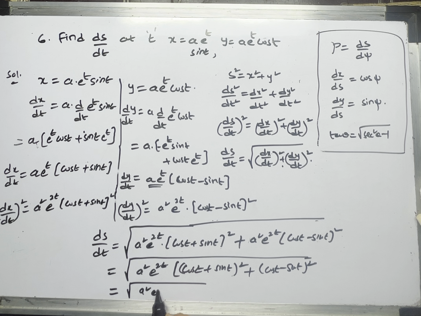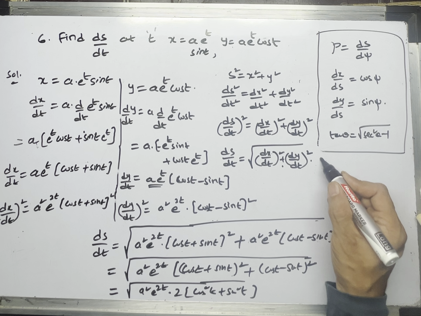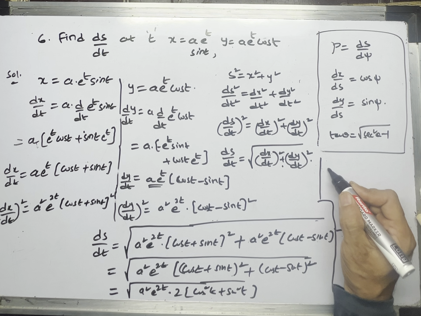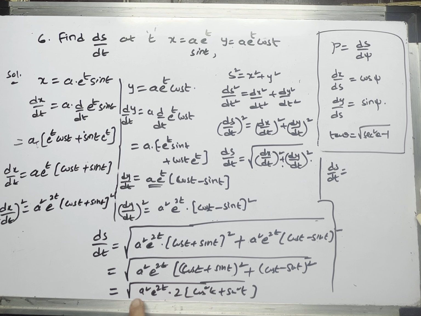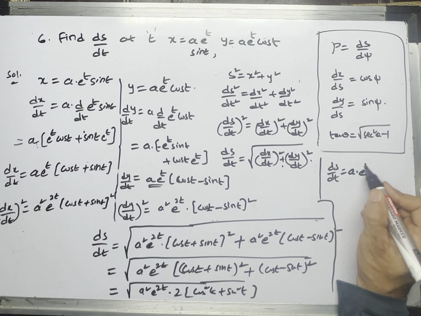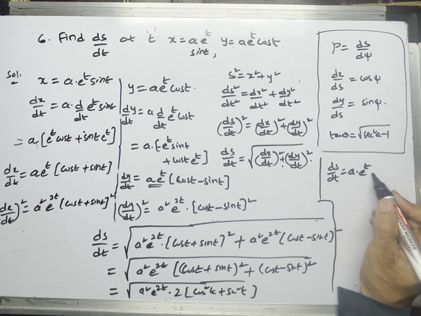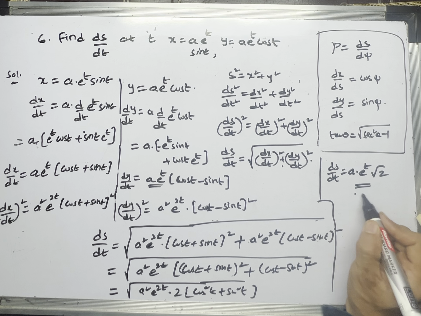2 times of cos square plus sin square is 2 into 1. So a square e power 2t into 2 times of cos square plus sin square. So 2 into 1. So you can conclude by writing this one as ds by dt equals, out of root a square becomes a, this e power 2t out of root is e power t, this is 2 into 1, it becomes root 2.